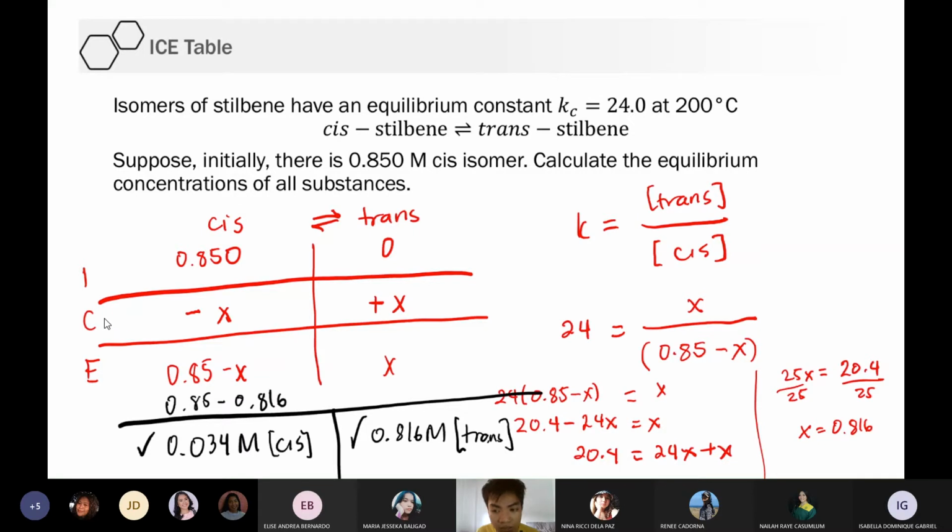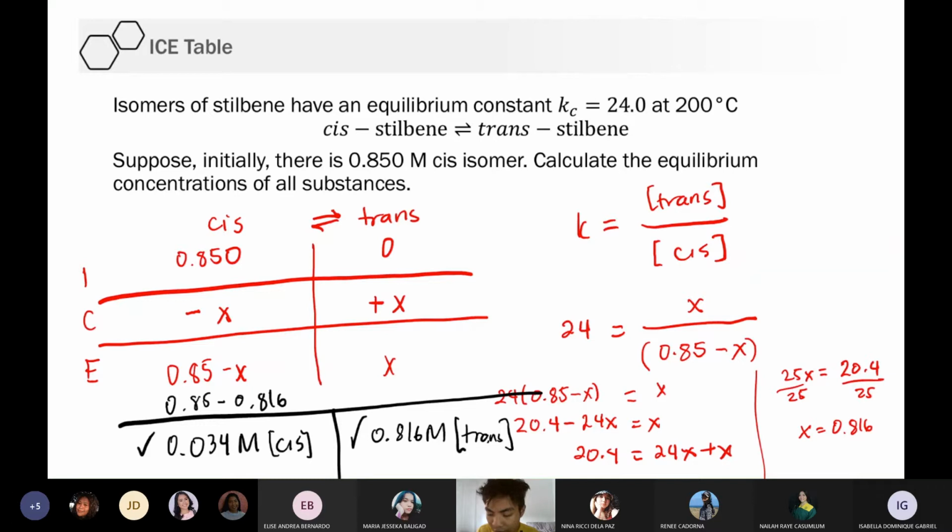C is the change, by how much will your substances change? For change, it could be positive, it could be negative for the products or the reactants. If you want to determine which is positive and which is negative, you have to compare the Q and the K. Depending on the value of Q and K, you can have positive or negative x.